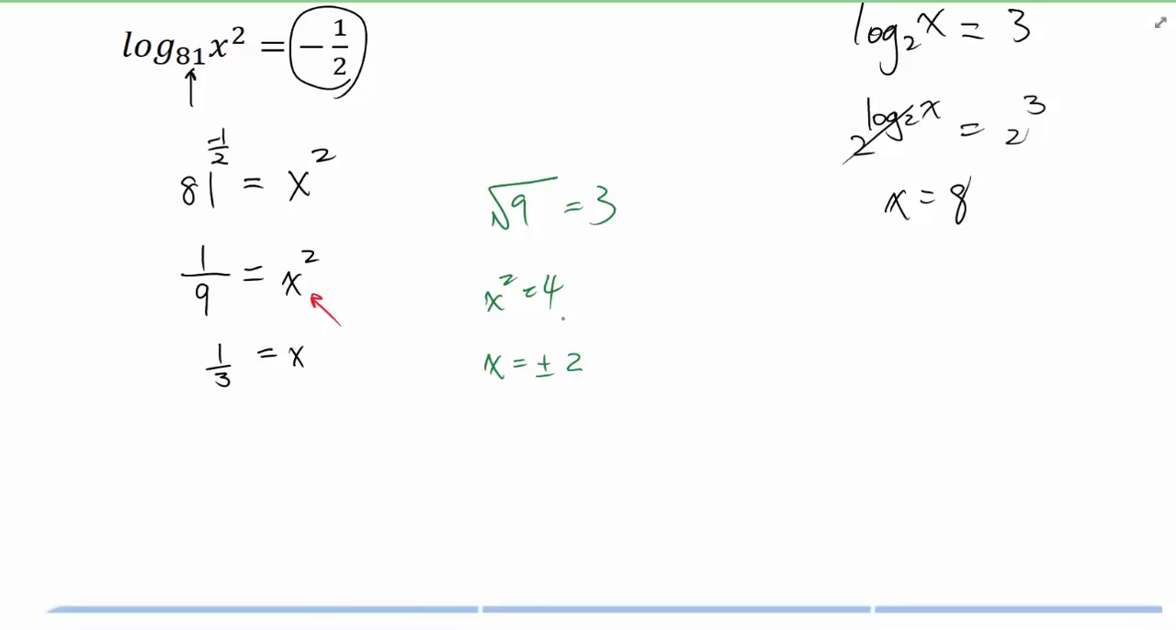And that's a really common mistake that people make during this unit because normally you would just take the square root of both sides without considering plus and minus.